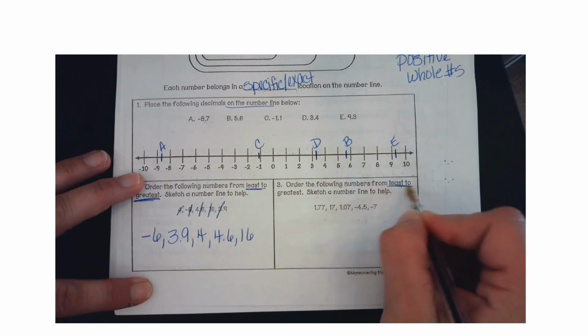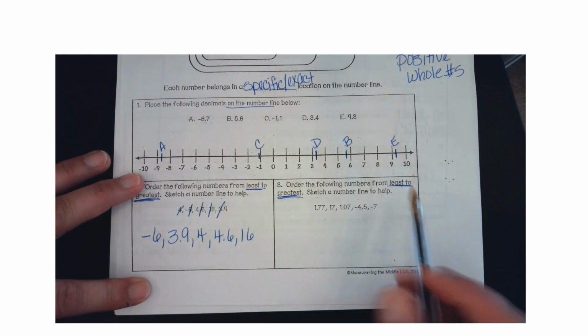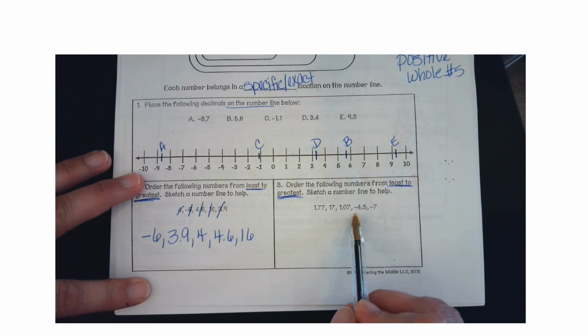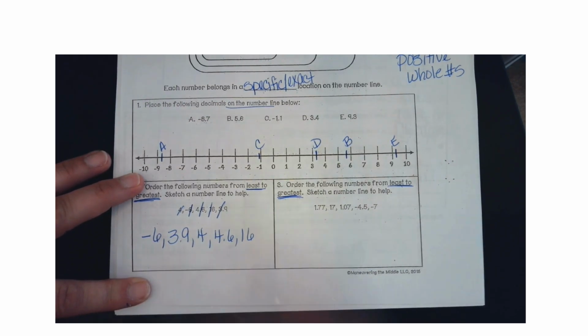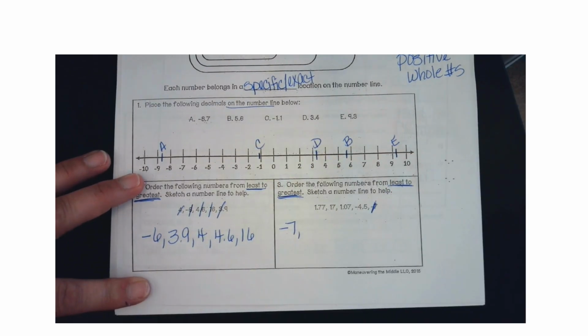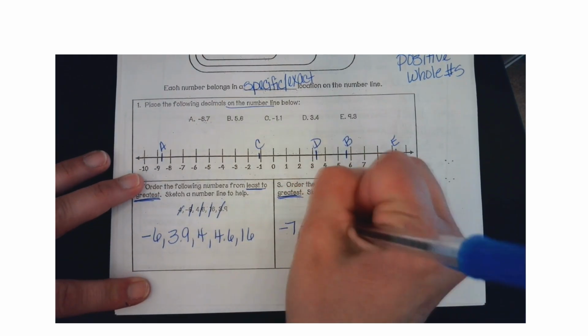All right, now next one. Here again, least to greatest. So look at our numbers. Take a minute. What's the least amount of money? -7. Okay, so -7 is the least amount of money that I've got out of these. Then what? -4.5.